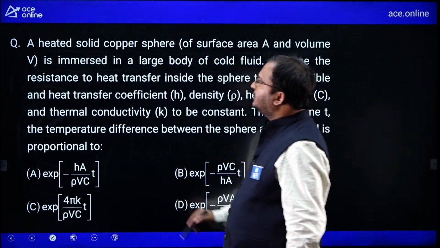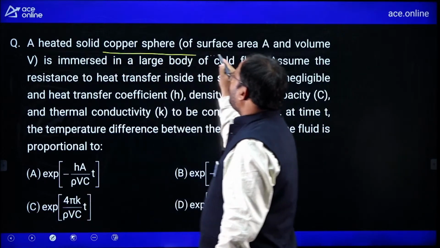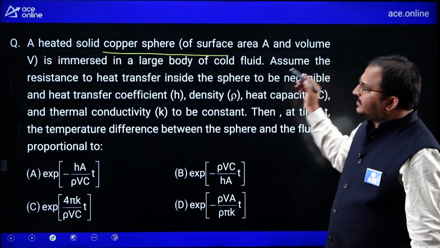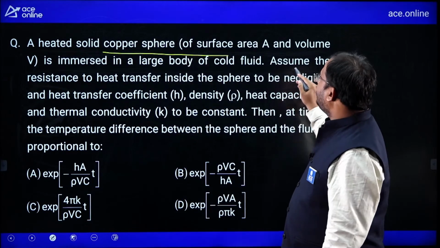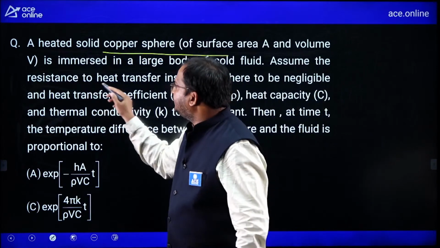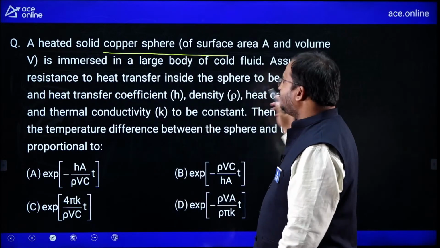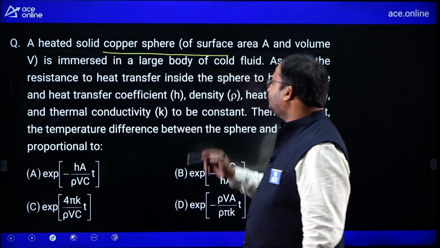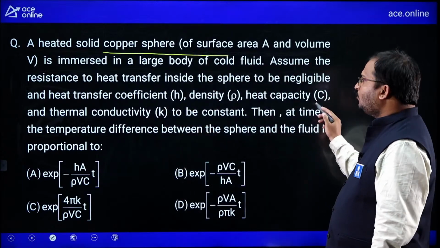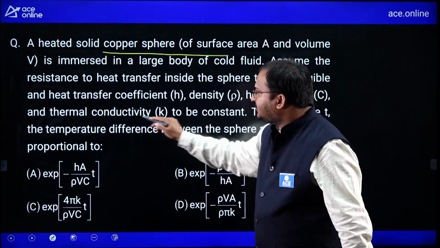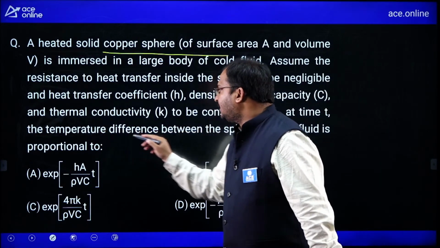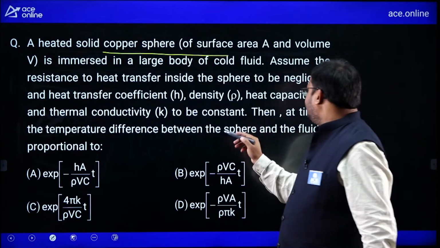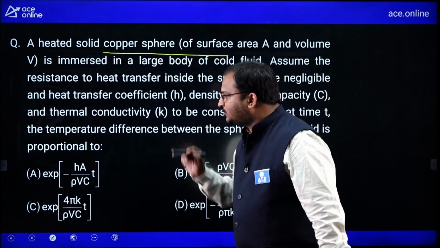Now next question. A heated solid copper sphere of surface area A and volume V is immersed in a large body of cold fluid. Assume the resistance to heat transfer inside the sphere to be negligible and heat transfer coefficient H, density rho, heat capacity C and thermal conductivity K to be constant. Then at the time T, the temperature difference between the sphere and the fluid is proportional to.